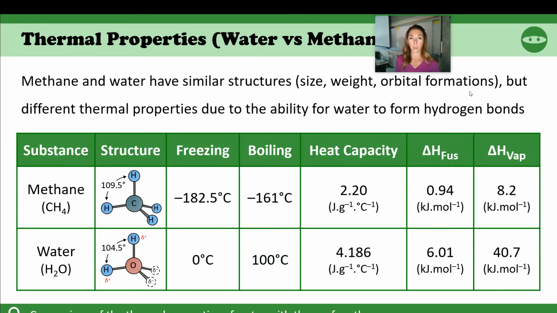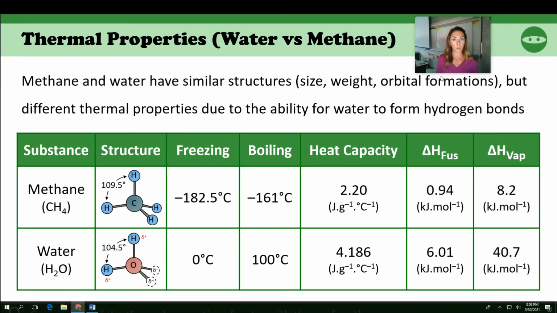Another special property, right? I'm sorry. This is just a little bit of comparison. This is looking at methane and water, which actually have about the same size, weight, and orbital formations, if you want to get all chemical about it. They're pretty similar. But they have different thermal properties because water forms hydrogen bonds with each other.